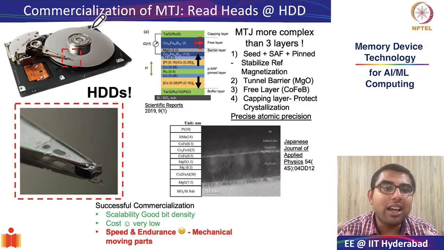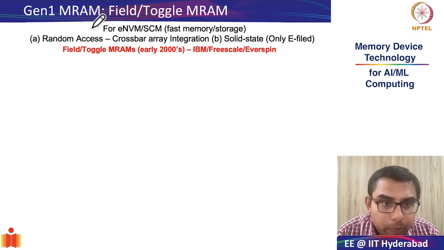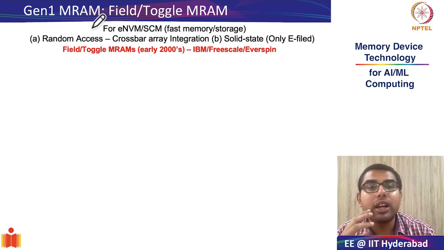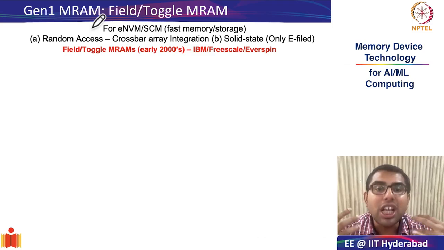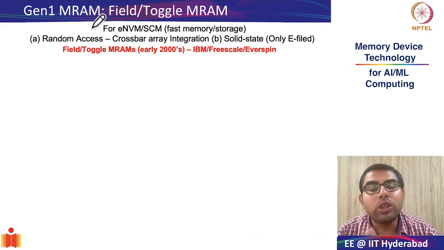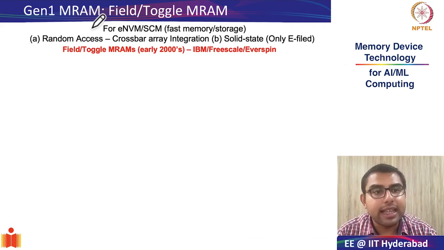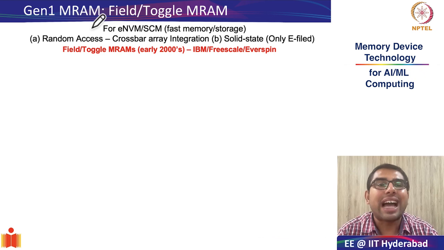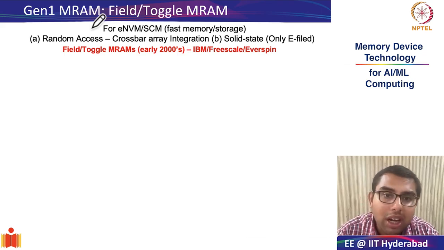So the idea is, can we have magnetic random access memories for electronic non-volatile memory applications or storage class memory? For this, you need very fast memory and very dense storage. In order to achieve this, 2 things have to be improved over the HDD paradigm. The first is that you need to have random access. In order to have random access instead of sequential access, you need to integrate these devices on a cross-bar array with word lines and bit lines.